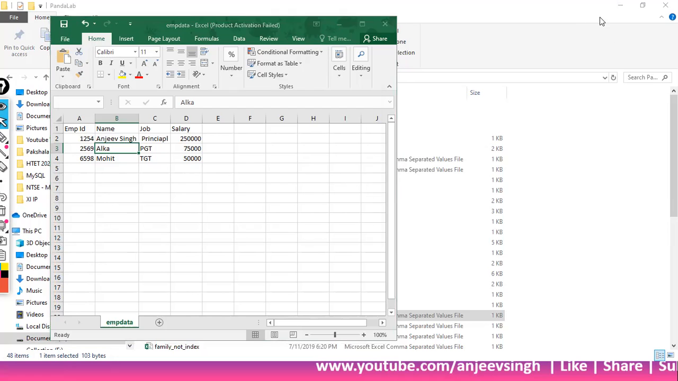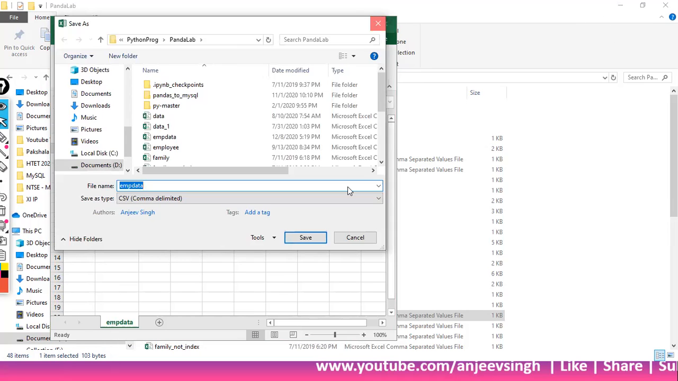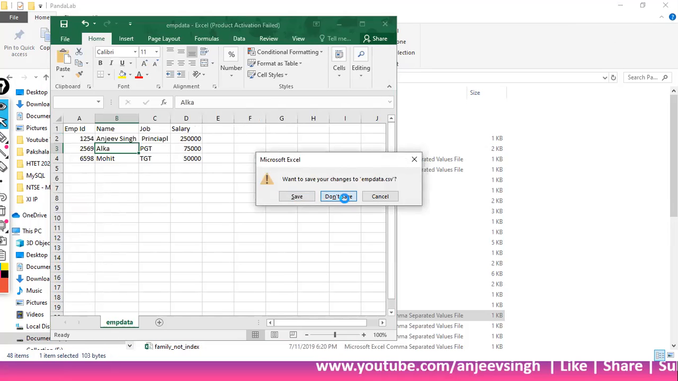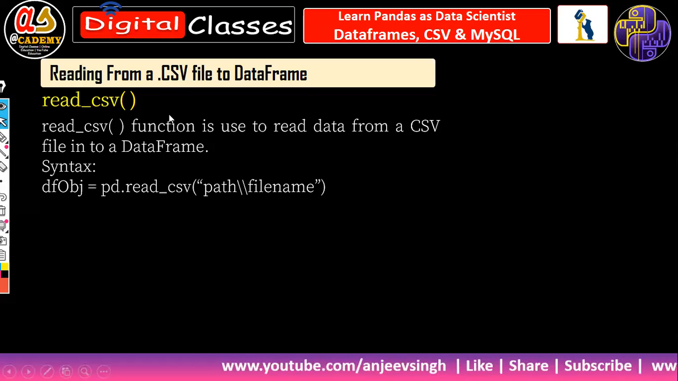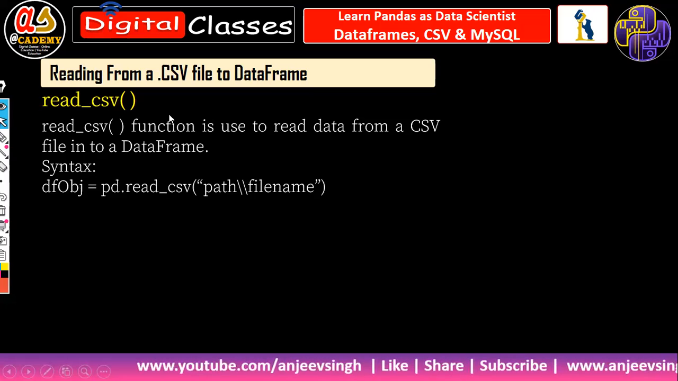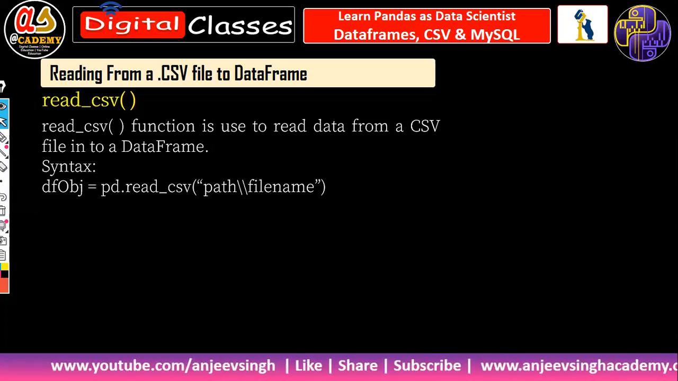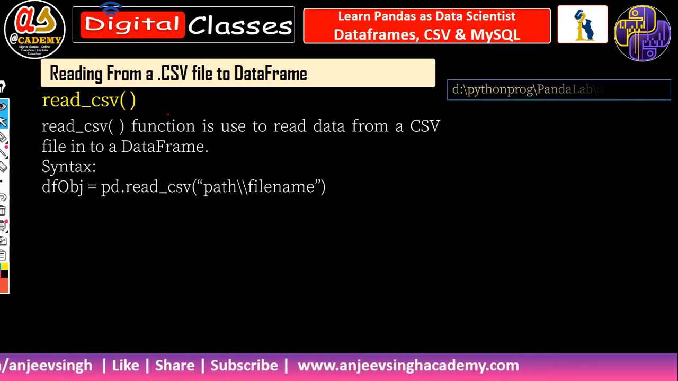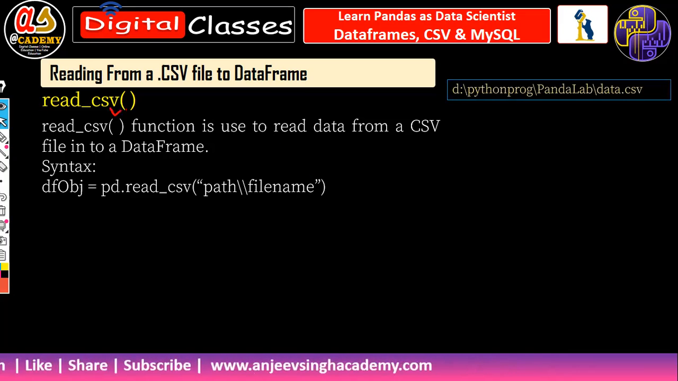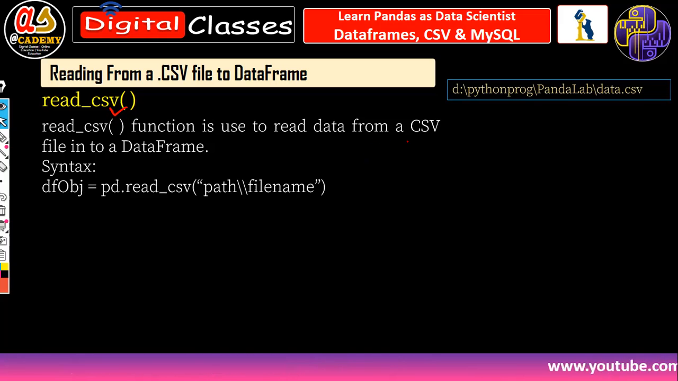Now it's asking to save. I'm going to click no, don't save. I don't want to save anything, and now I minimize it. So now, how are we going to read the CSV file into a data frame? If you want to read the CSV file into a data frame, we have to use the read_csv function. The read_csv function is used to read data from a CSV file into a data frame.